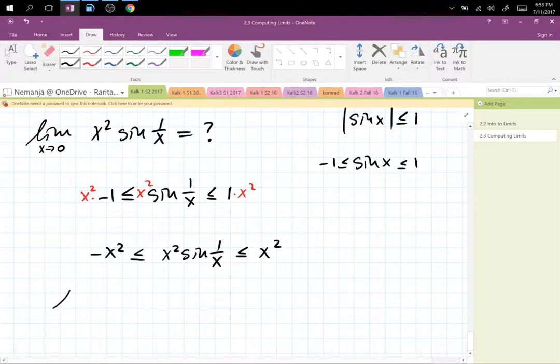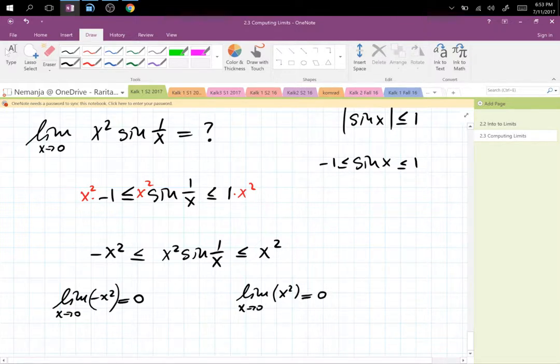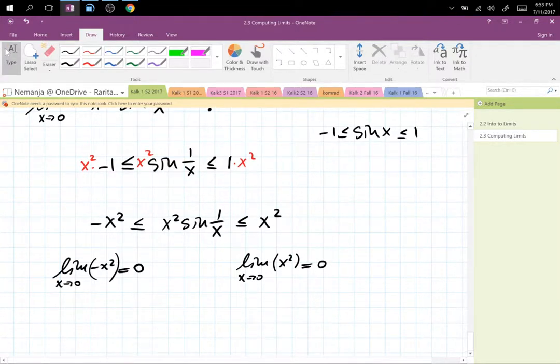So now, the limit of negative x squared as x goes to 0 is 0. And the limit of positive x squared as x goes to 0 is 0. Well, the middle is squeezed between two zeros, so what is it? 0. So by the Squeeze theorem, the one in the middle is 0.